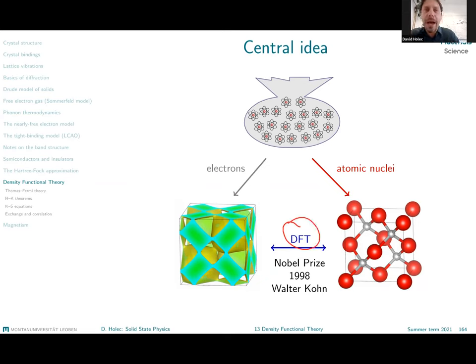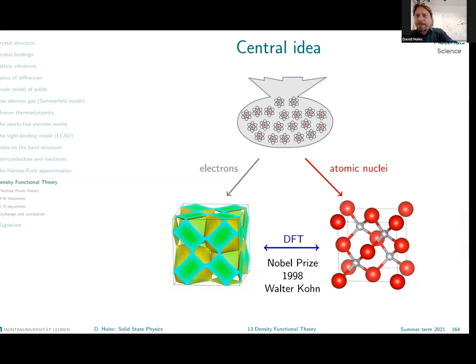DFT is the well-known acronym for this theory. Once again, density functional theory. It has been awarded the Nobel Prize in 1998. The Nobel Prize for Chemistry was awarded to Walter Kohn. And you will see later on that Walter Kohn is actually behind all the key papers, all the key publications in this field. Out of curiosity, it's good to know that Walter Kohn was an Austrian-born scientist who was forced to emigrate before the Second World War, and he spent his active academic life in the USA.